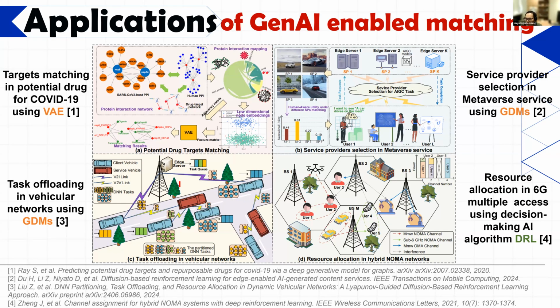So here we need to match the user to the best edge server so that we achieve the best quality of service and quality of experience. Many other resource allocation in 6G multiple access can be based on deep reinforcement learning, and a number of them can be modeled as matching problems.